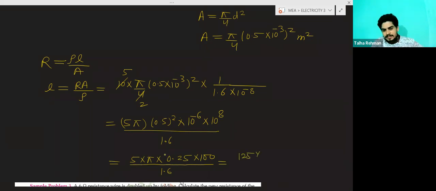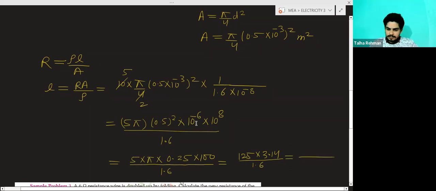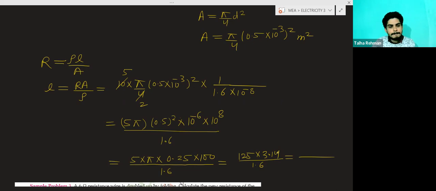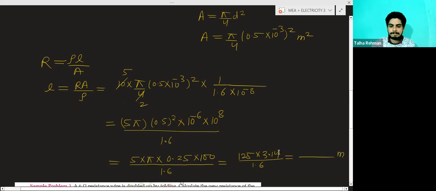125 and pi is 3.14 divided by 1.6. Okay, you can do the calculation further. You will divide this value with this value, and then on dividing, you will multiply this. Okay, so you will get the answer in meter. I think it will be hundreds of meter.